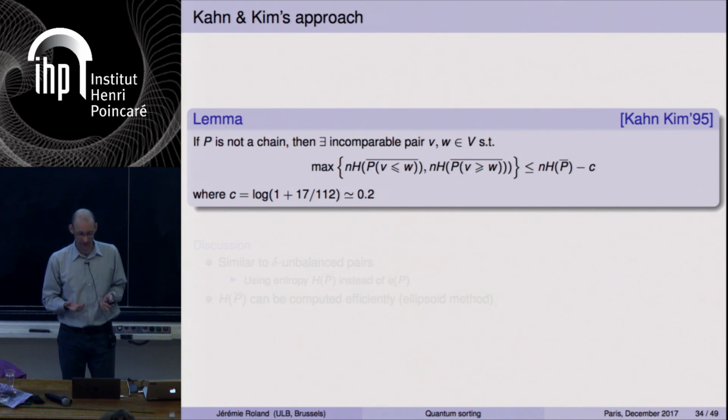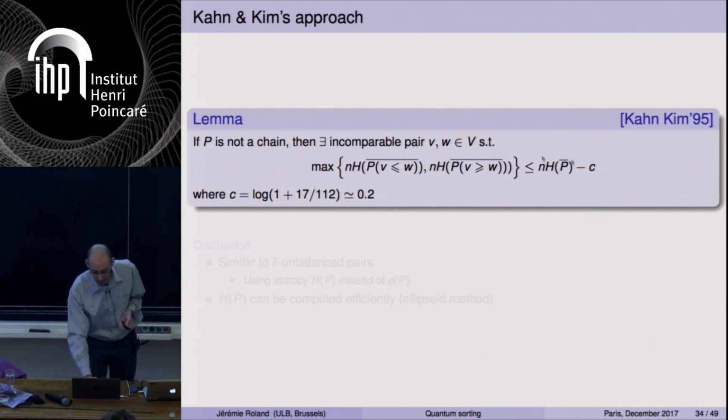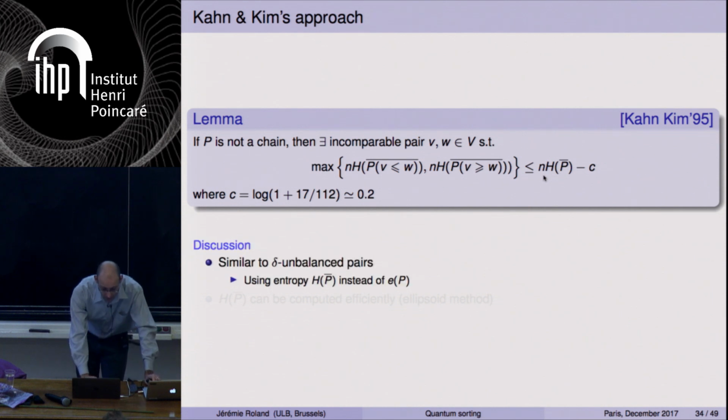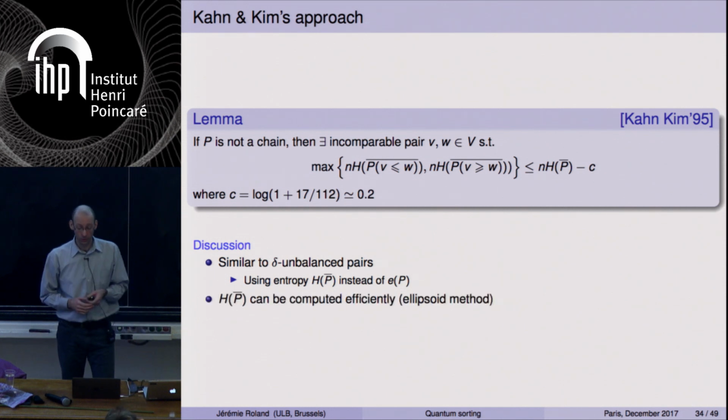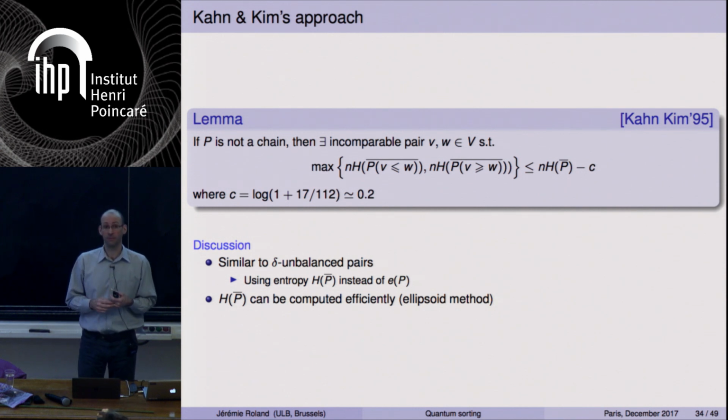That's what it means. And of course, this is very useful for an algorithm, because it decreases by a constant, so you know that we will have to repeat this of order nH(P) times. Okay, so we'll get to this in a second. So this theorem is really similar to the delta-balanced pair, but using the entropy instead of the number of linear extensions. And we know that one is a good approximation of the other. And the good thing, this is why it's useful, is that this entropy can be computed efficiently, which was not the case for E(P). Okay, so now we are in good shape to make a good algorithm.